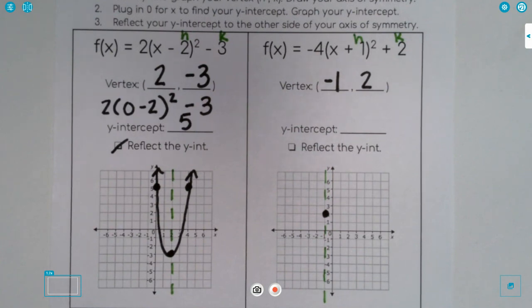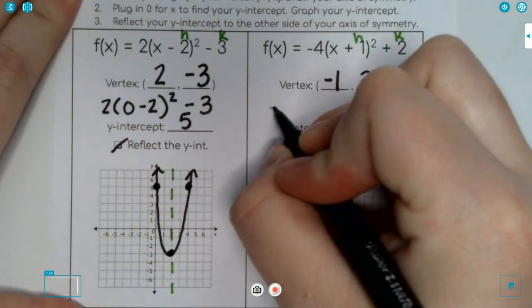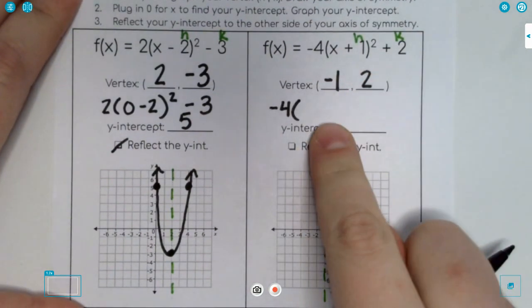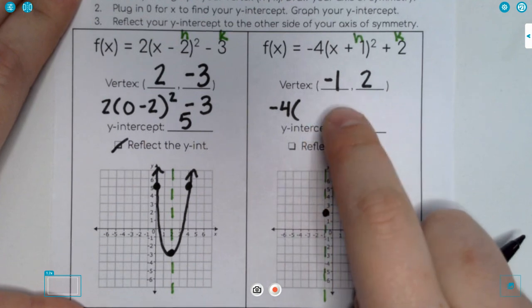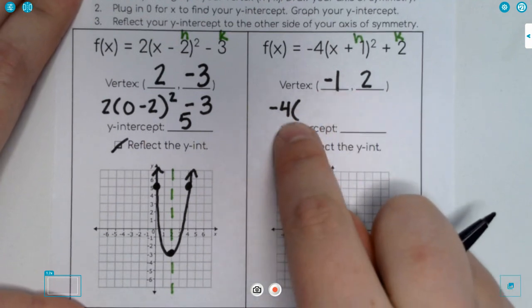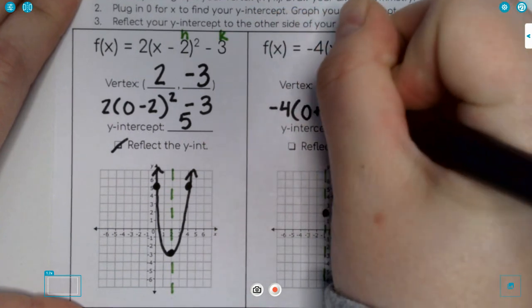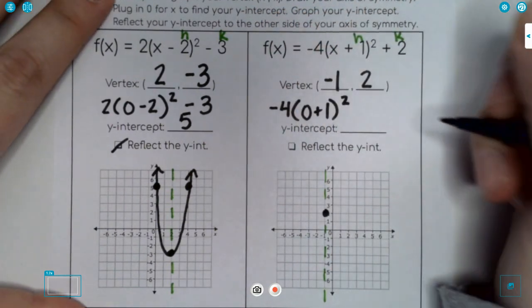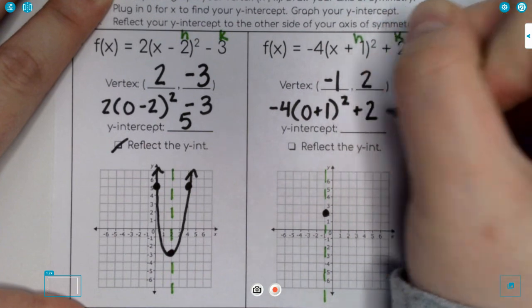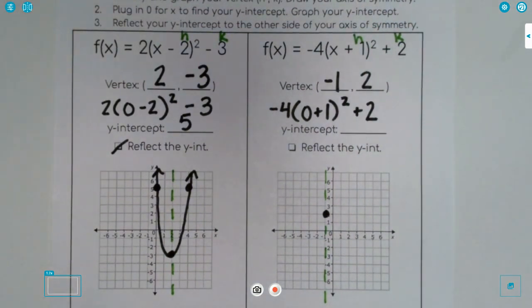And then we can plug in 0 to find our y-intercept. So we'll do negative 4. And I always want you guys to write down what you're plugging in. If you don't write down what you're plugging in, you're going to plug it in wrong. So negative 4 times (0 plus 1) squared plus 2. Go plug that into your calculator. I'll give you a moment to do that. I'm not going to walk around on this one. Go ahead and plug that in.